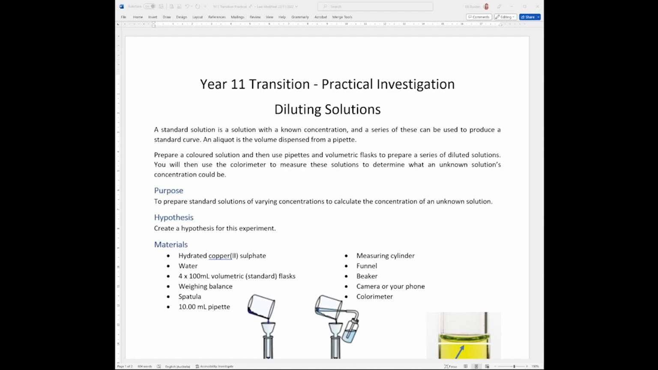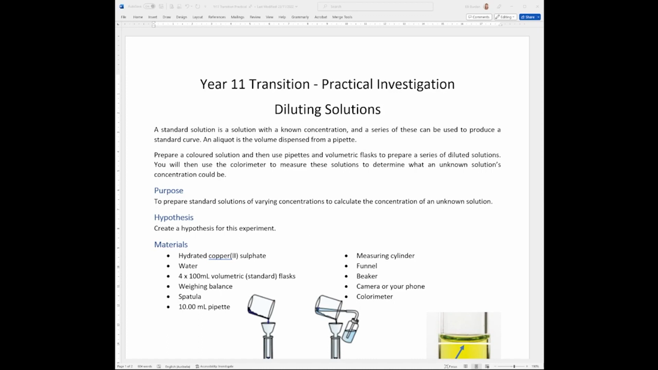All right, having a look at this, you've got some information at the top here which says a standard solution is a solution with a known concentration, and a series of these can be used to produce a standard curve. An aliquot is the volume dispensed from the pipette, so that's what we use to transfer that volume forwards to each of those standard flasks that we made up.